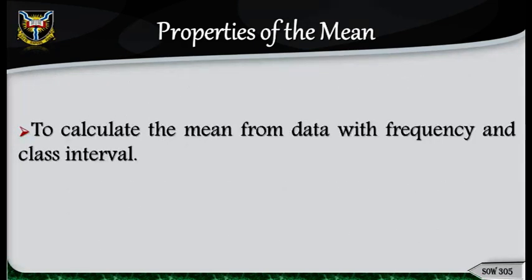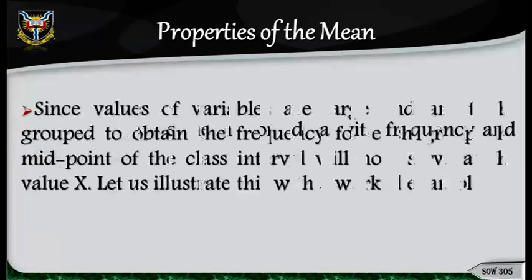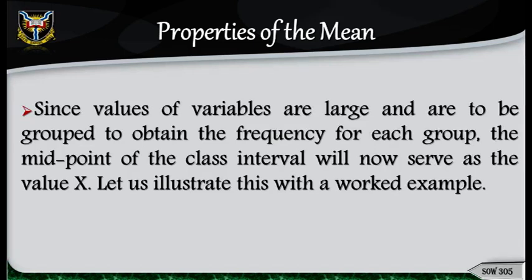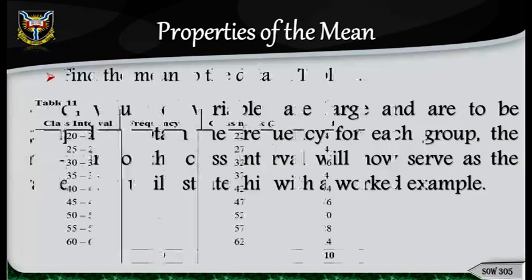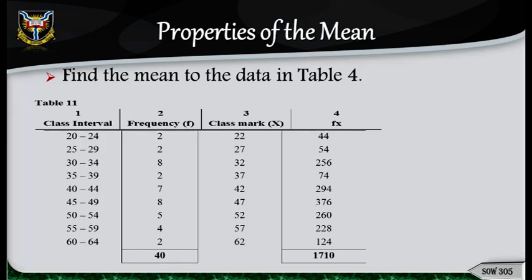3. To calculate the mean from data with frequency and class interval, since values of variables are large and are to be grouped to obtain the frequency for each group, the midpoint of the class interval will now serve as the value x. Let us illustrate this with a worked example. Find the mean of the data in table 4.